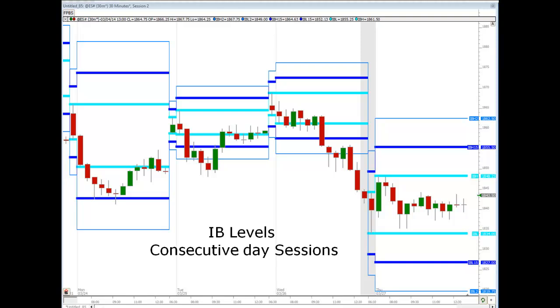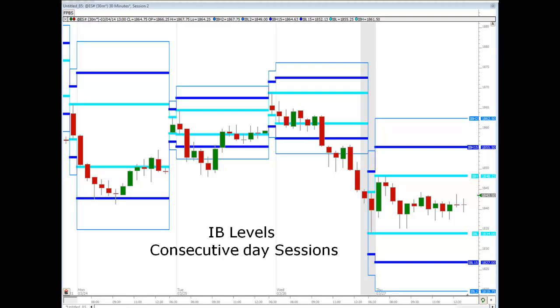They are drawn in real time, live, as the market progresses. Once the initial balance high and the initial balance low are in place, automatically you'll have the 150% and the 200% initial balance levels shown on the chart. In this case, the slide before us really has IB levels for consecutive day sessions, and let me talk a little bit about that.